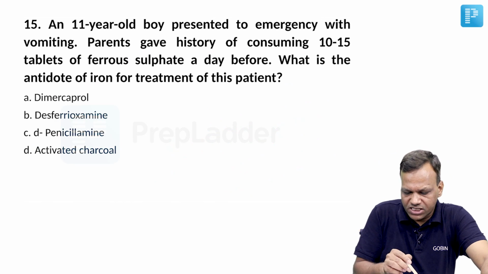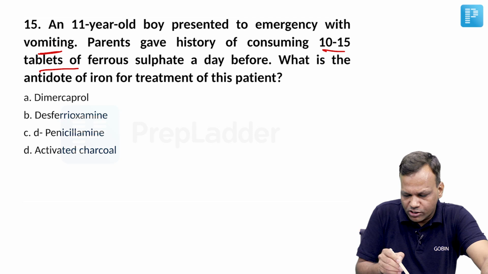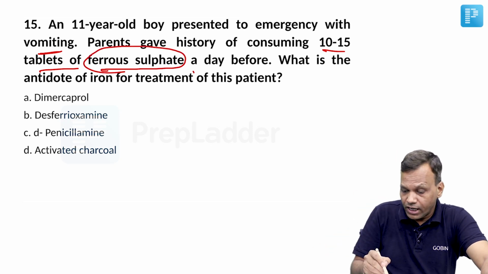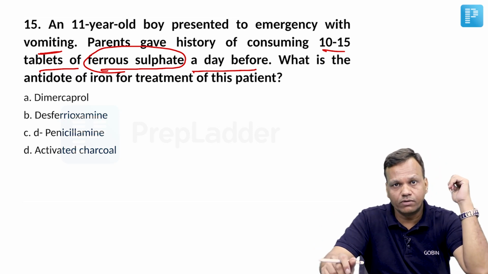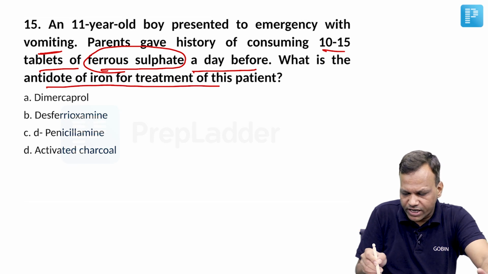An 11-year-old boy presented to the emergency with vomiting. Parents give a history of consuming 10 to 15 tablets of ferrous sulfate. So this is iron overdose. He took it a day before and is coming today. So what is the antidote of iron for treatment of this patient?